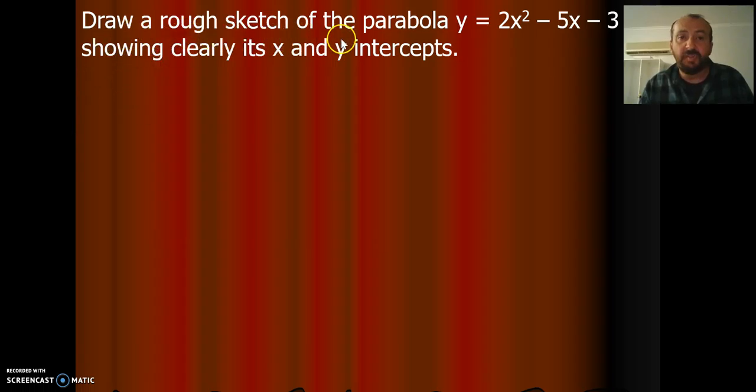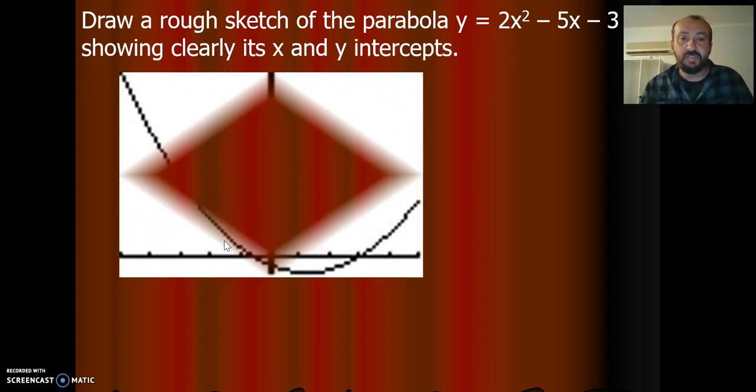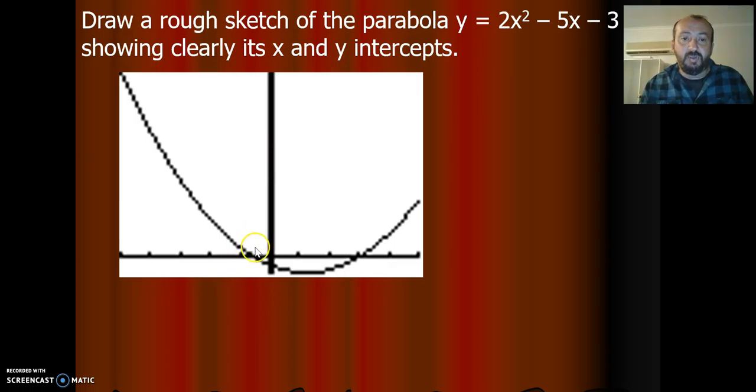I want you to draw a rough sketch of the parabola y equals 2x squared minus 5x minus 3, showing clearly its x and y intercepts. So it's zeros and y-intercepts, and this is pretty easy. Done this all last term. And there you've got a little view of it there, and the y-intercept is 0 and -3.